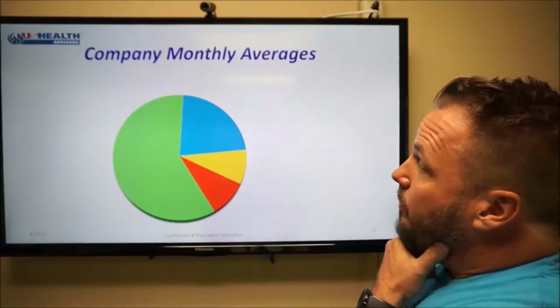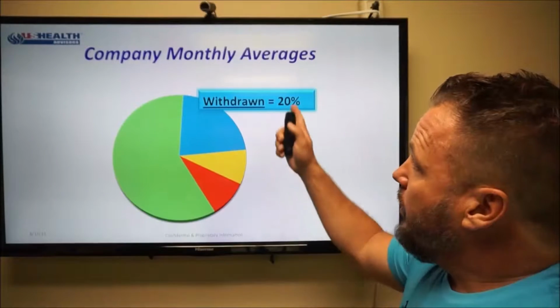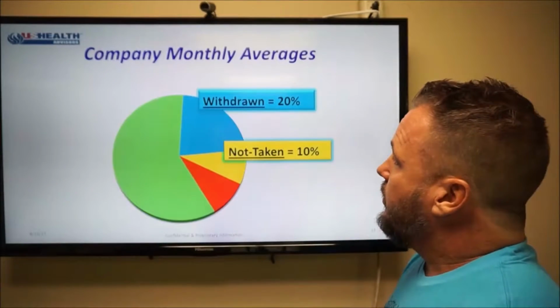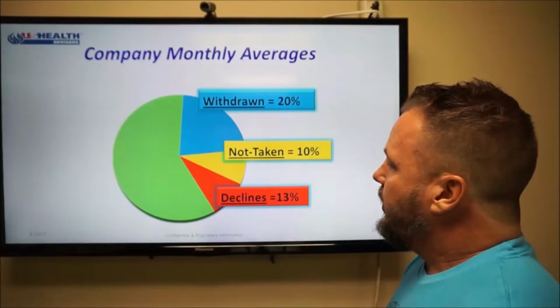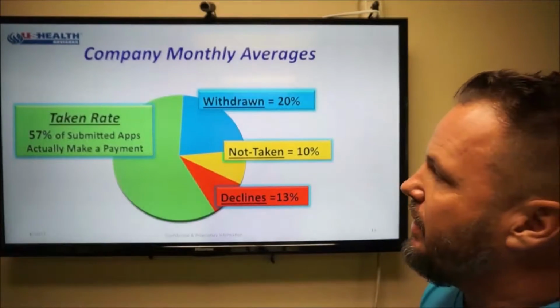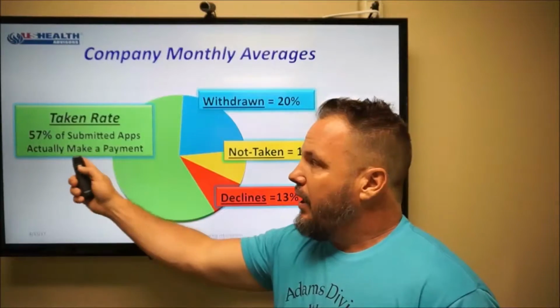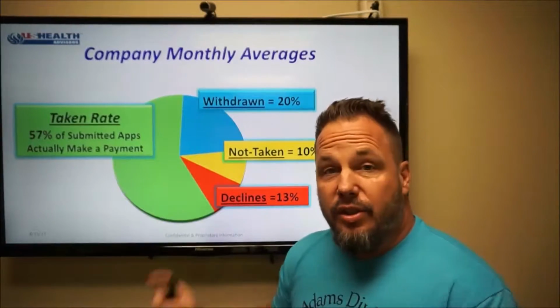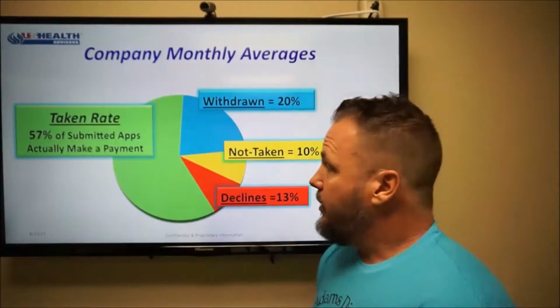All right, so company monthly averages. 20% of policies are withdrawn, 10% are not taken, 13% are declines, and 57% of submitted apps actually have made a payment. Okay, so this is a company-wide basis.